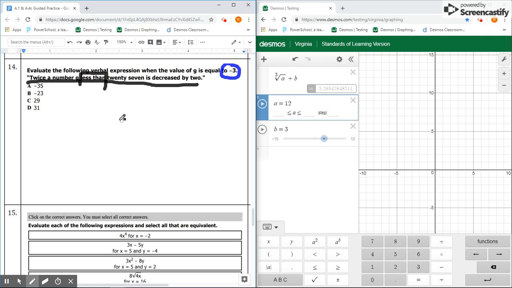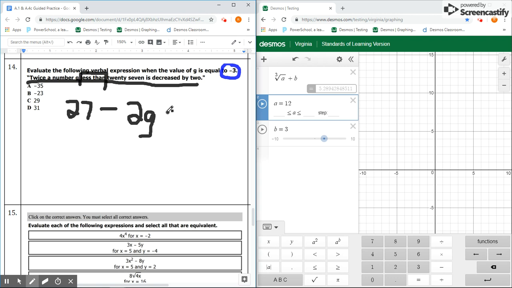So we are going to do 27, put the minus sign there for the less than, twice a number, so 2g is decreased by 2.